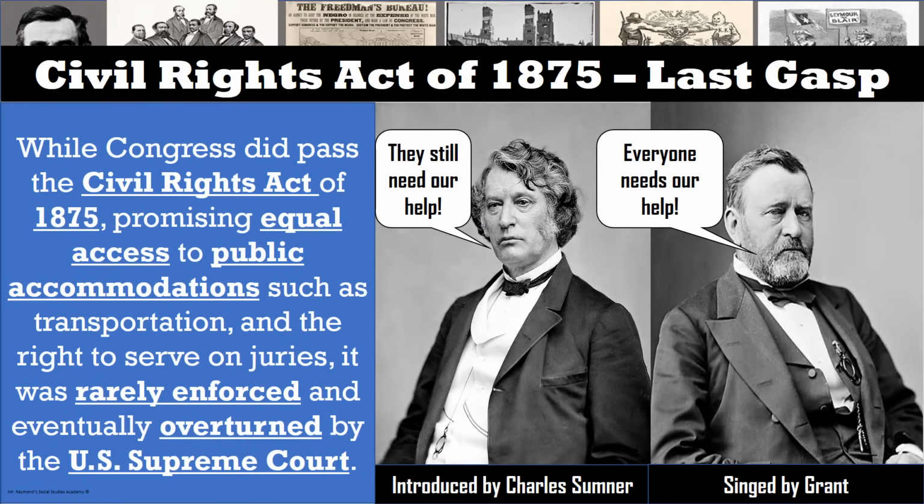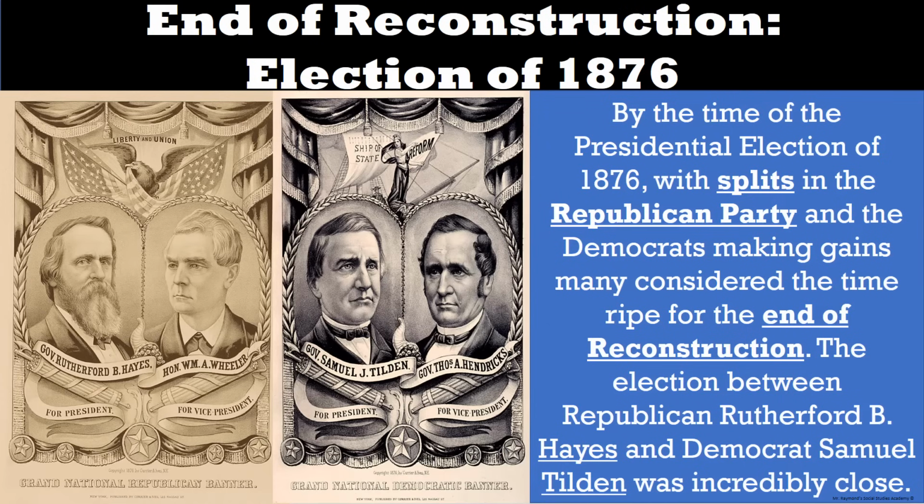While Congress did pass the Civil Rights Act of 1875, promising equal access to public accommodations such as transportation and the right to serve on juries, it was rarely enforced and eventually overturned by the U.S. Supreme Court. By the time of the presidential election of 1876, with splits in the Republican Party and Democrats making gains, many considered the time ripe for the end of Reconstruction.